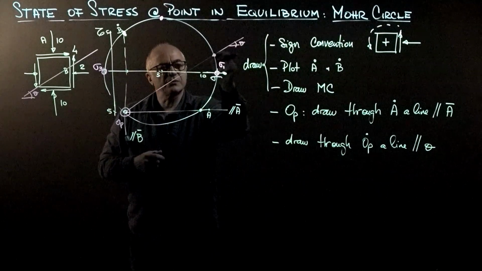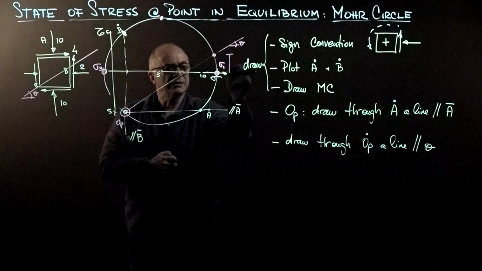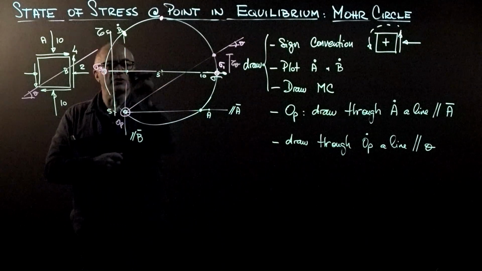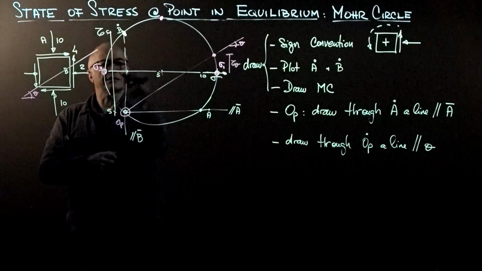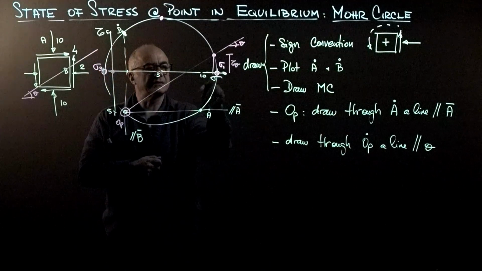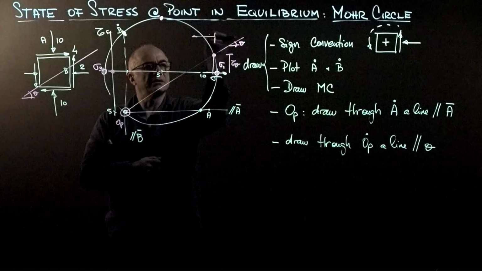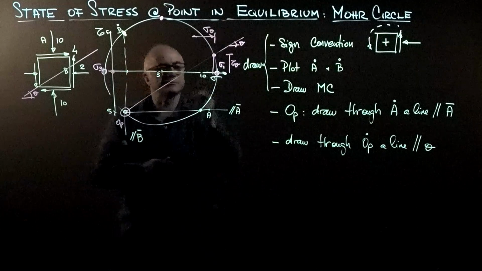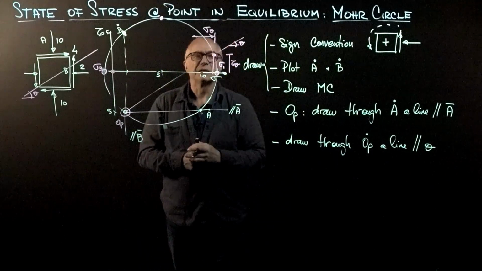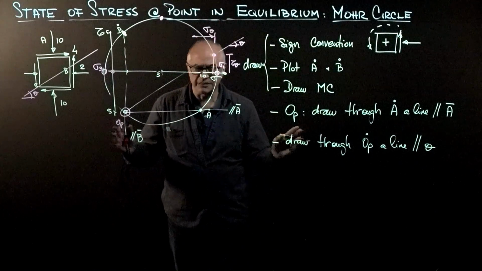And now where the line intersects the circle, this amount is the value of tau theta, and the distance to the origin will be the value of sigma theta. So this value here to the origin is sigma theta. So I was able to identify the state of stress at the direction theta. I can do that for any direction theta.